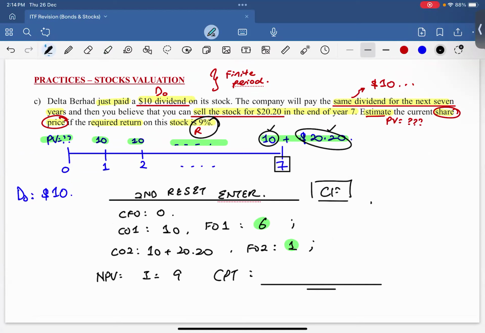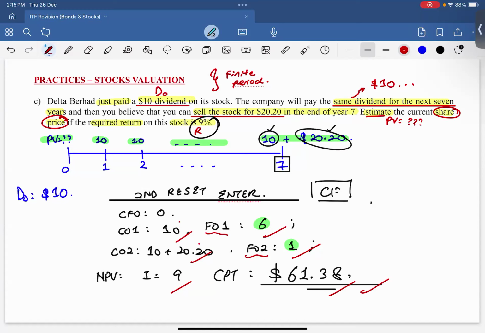Remember the F is frequency, the frequency of you receiving the cash flow. How many times do you receive the cash flow? You will get 61.38. Okay, 61.38. So these are your workings. You don't have to key in one by one. You can straight use the shortcuts, because you receive 6 times of these $10, and you receive 1 time of this amount.